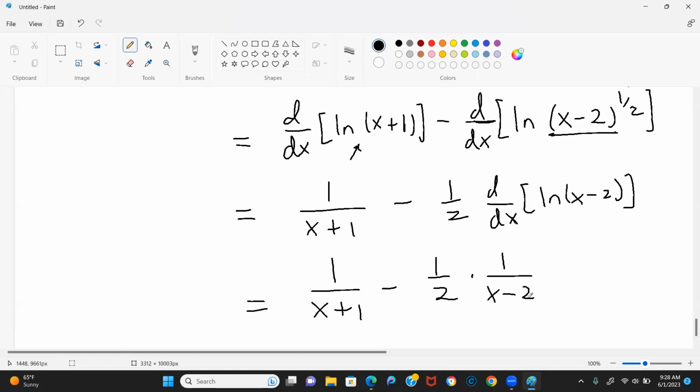And that's it. You can just leave it like that if you want. You can combine these fractions, but you can just leave it like that. So this is a lot easier than having to use the product rule or quotient rule. Of course, that is a completely legitimate way, but a little more complicated. I need to pause for a moment.